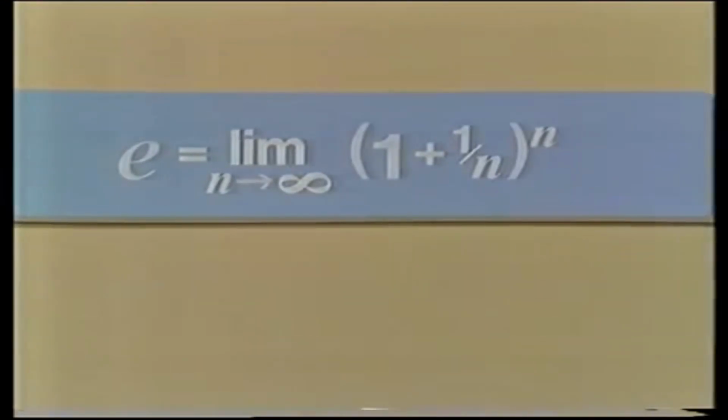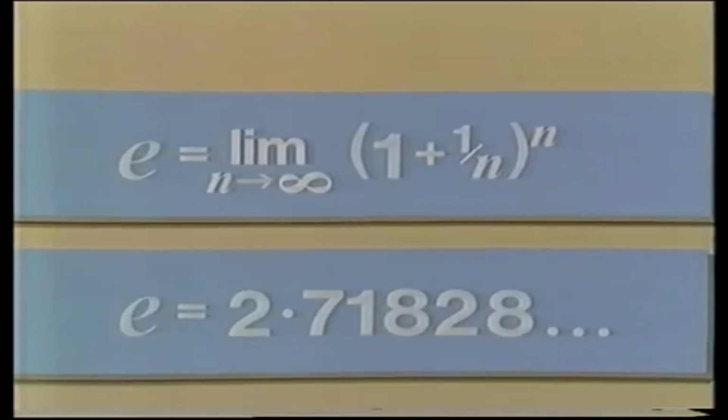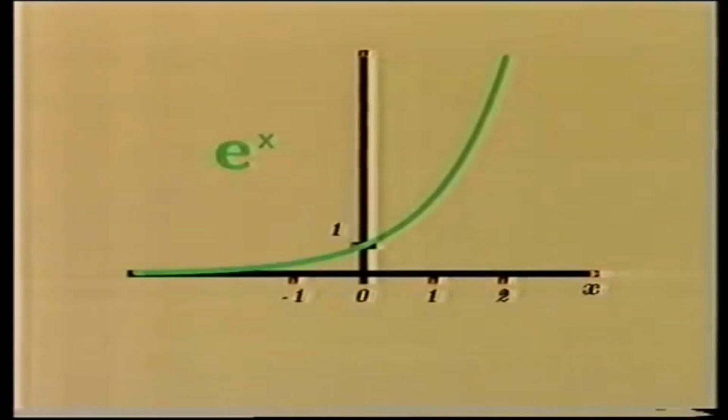Unfortunately, you have to take n to be at least 10 to the 6, even to achieve this degree of accuracy, 5 decimal places. In this program, you'll see that series give a much quicker way of calculating numbers like e. You'll also see how to use series to sketch the graph y equals e to the power x, the exponential function. So, what do we mean by a series?